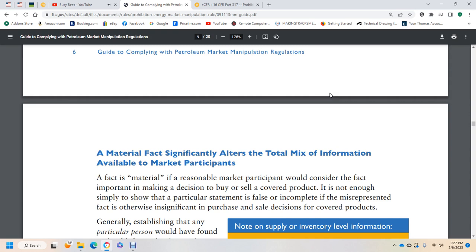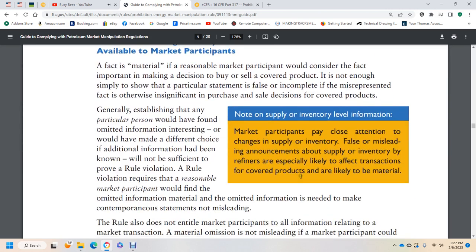It is not enough to simply show that a particular statement is incomplete or misrepresents a fact that a particular person would have found interesting, or that they would have made a different choice with the additional information. Knowing this will not be sufficient to prove a rule violation. Rather, a reasonable market participant must find the omitted information material, where the omitted information is needed to make the statements not misleading, such as information about inventory levels.